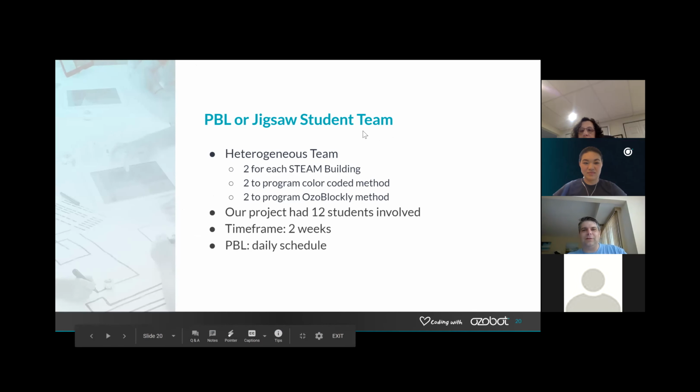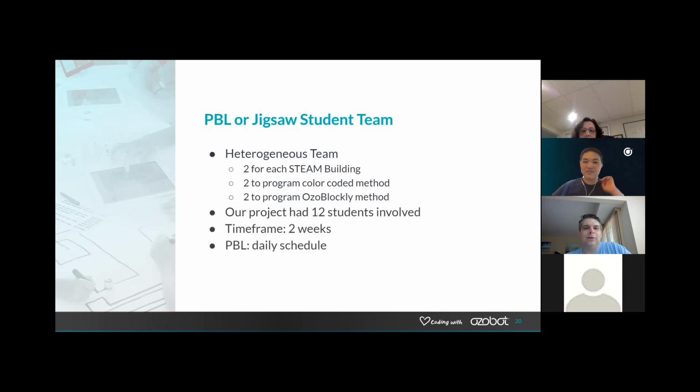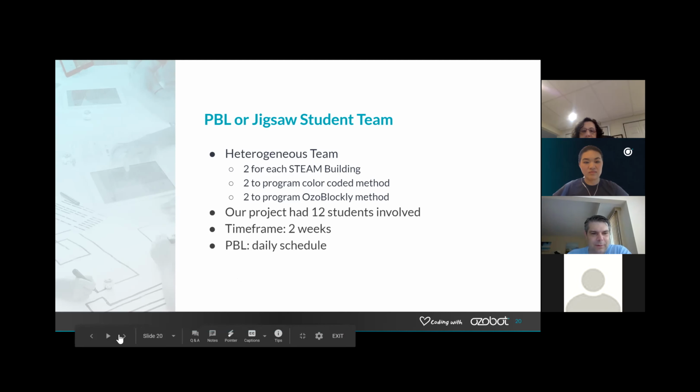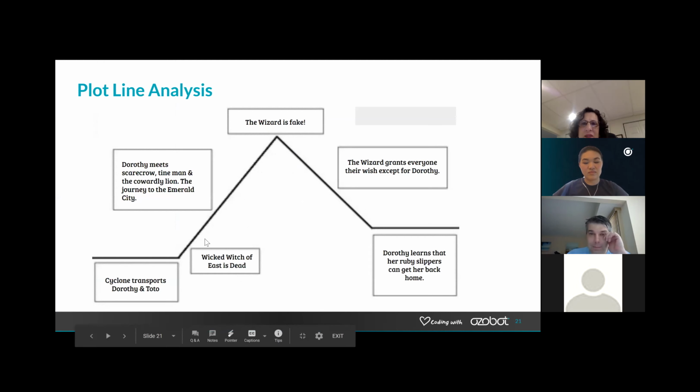The PBL or jigsaw student team is a heterogeneous team. So it's broken down to 2 for each STEM building, 2 to program with the color-coded method, and 2 to program with the Ozobot method. The project that we did had 12 students involved. The time frame is usually 2 weeks. And the PBL is basically a daily schedule of what they've been doing. PBL stands for project-based learning. I'm so used to saying PBL.